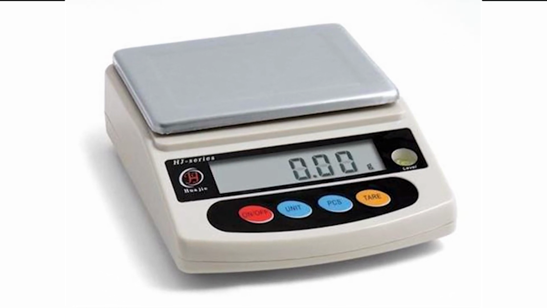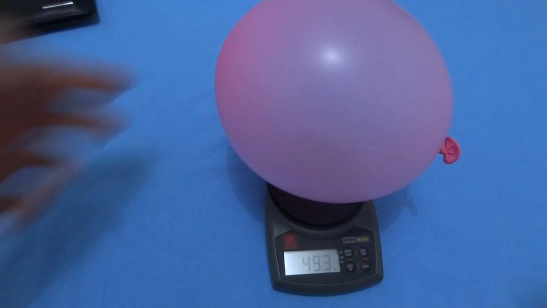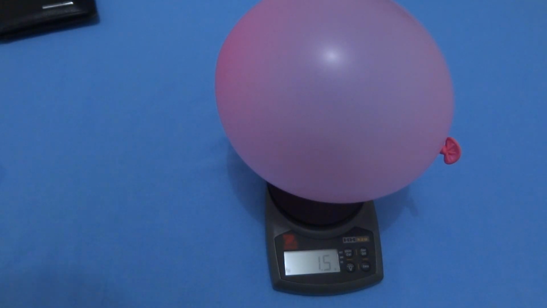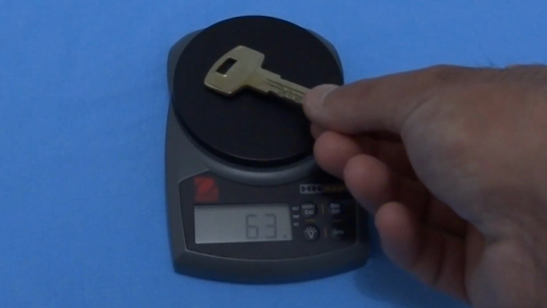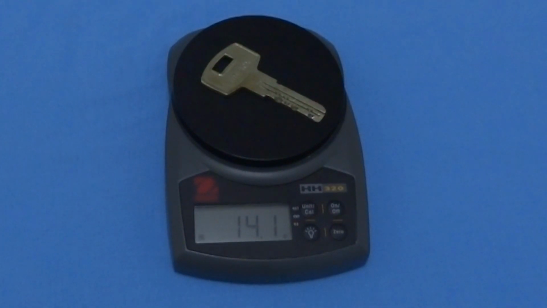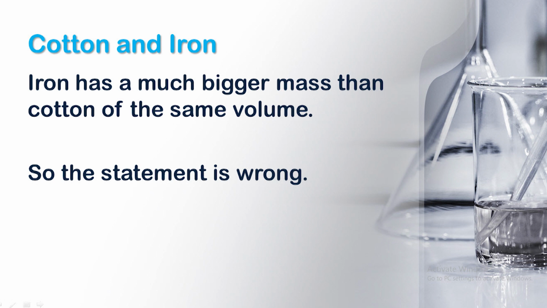Then I'll compare. It's clear that the mass of the balloon, which is the larger, is 1.5 grams, while the mass of the key, which is the smaller, is 14.1 grams. Accordingly, a larger object never means the heavier. From this experiment, we learned that a bag of cotton, which occupies a large volume, isn't heavier than the iron, which occupies a small volume.